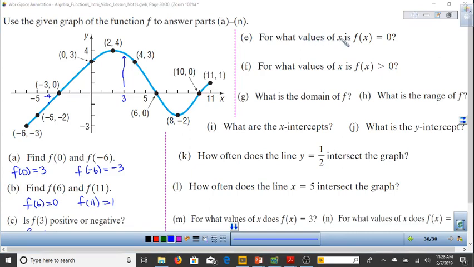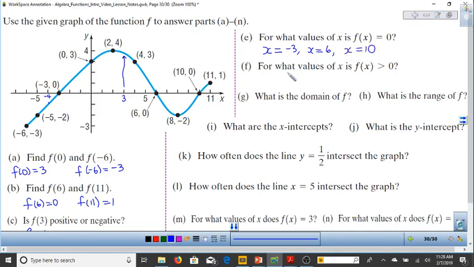For what values of x is f of x equal to 0? So let's look for where f of x is equal to 0. Since f of x represents the output, the y value should be 0. So we're looking for all places where the output is 0. And we realize that those values occur at -3, +6, and at 10.